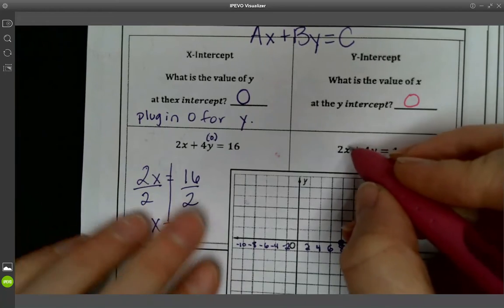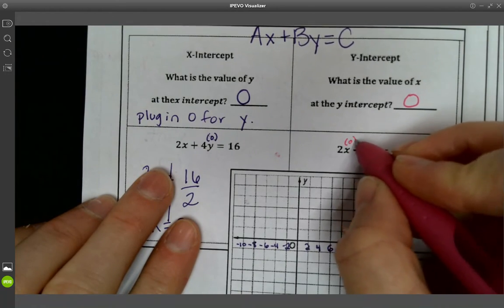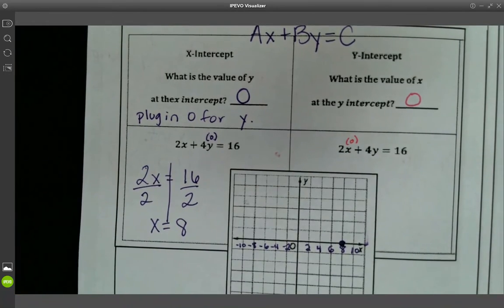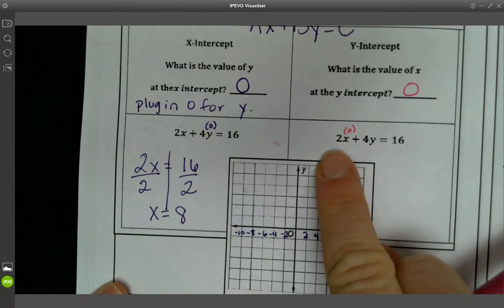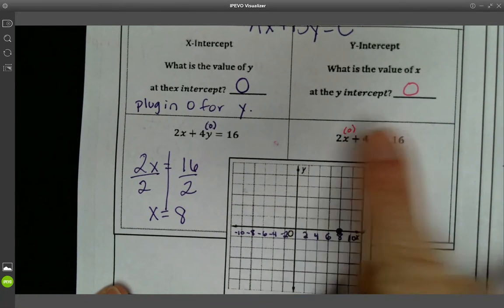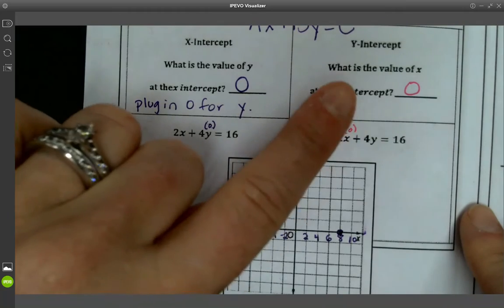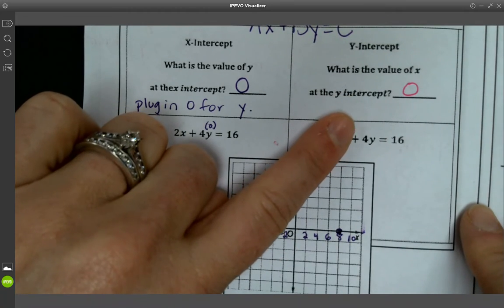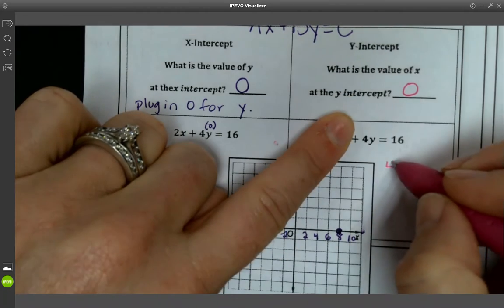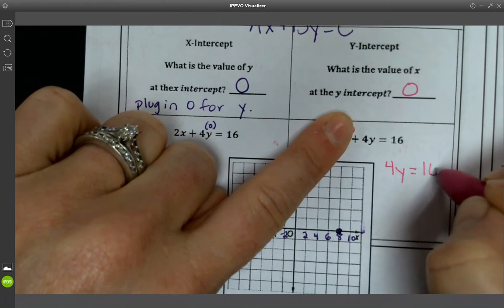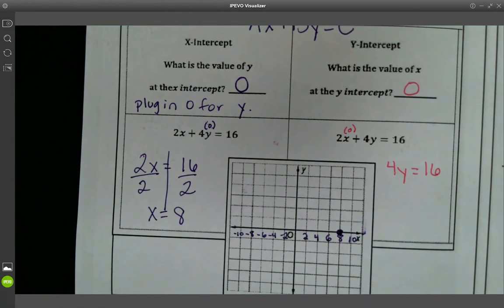So we are going to plug in a 0 for x here. Whenever you do that, that zeroes out because 2 times 0 is 0. I can cover it up and I can look and see what is left. 4y equals 16. That's my equation that's left over. And now I want to solve for y.